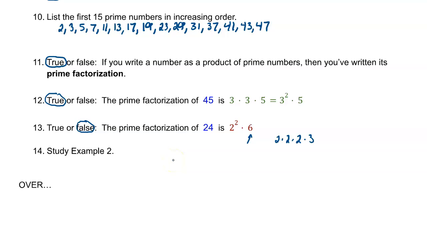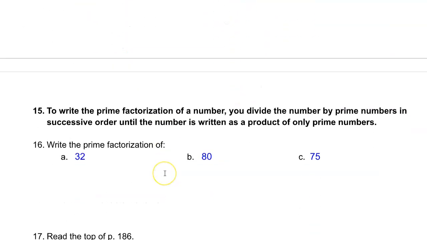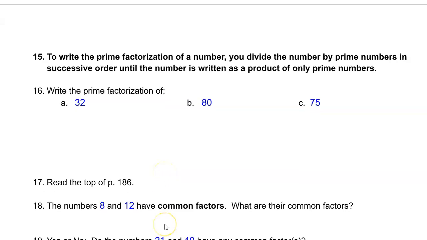So we have examined example 2. Check. Number 15. To write the prime factorization of a number, you divide that number by prime numbers in successive order until the number is written as a product of only prime numbers. Check. That is how you do it.